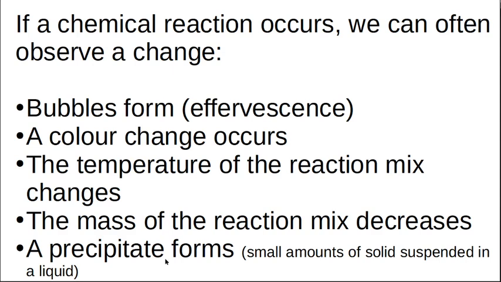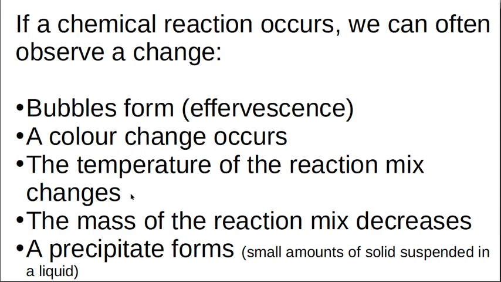Now this page is quite important, so you should think about this page. If a chemical reaction occurs, we can often observe a change. These are the various changes that you can get. Bubbles of a gas can form. This is often called effervescence. This is the proper word for bubbles forming. Usually the bubbles are carbon dioxide, but not necessarily. So bubbles form. A color change can occur, and this color change can be very different to the physical color change. This is very important.